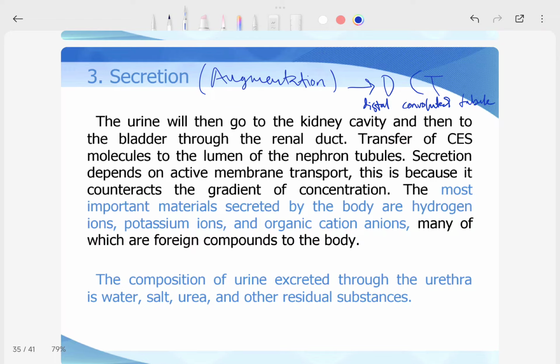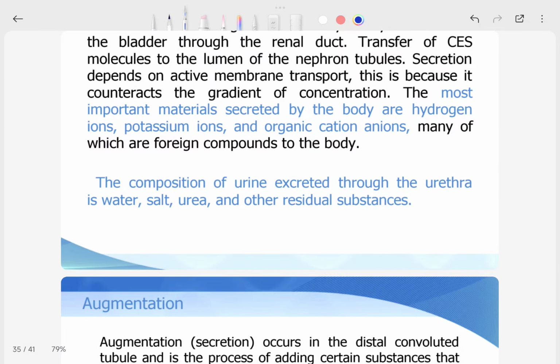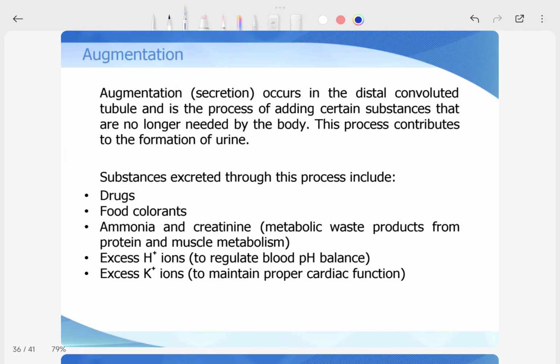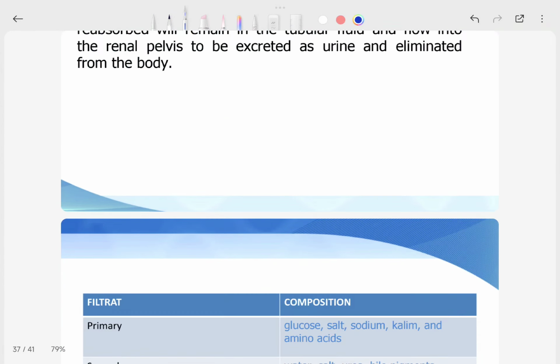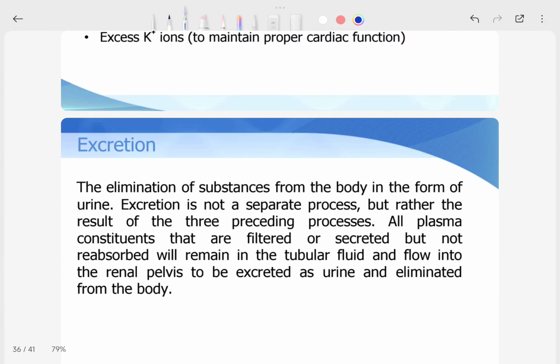Okay, so there are some substances that are secreted. For example, drugs. Why are they secreted? Because the body wants to remove foreign compounds, and also food colorants, because it wants to remove artificial chemicals, and ammonia and creatinine because they are metabolic waste. So why don't we just throw them away? And then excess hydrogen and also potassium. We need to know that the kidney works against the concentration gradient. Why? Because it pushes the waste into the tubule even if the waste is already high in urine.